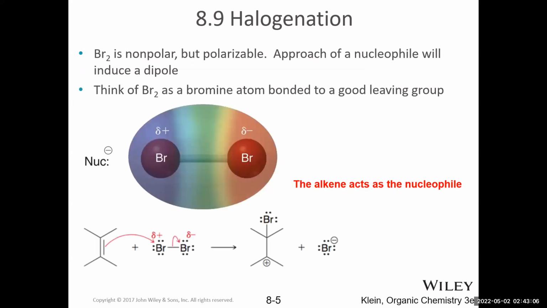So how does this reaction work? Bromine and chlorine are nonpolar because it's not considered a polar bond when you have 2 of the same atom attached to each other with the same electronegativity. But even though bromine is nonpolar, it's what's called polarizable, which means that if you have approach of an electron-rich nucleophile, it will induce a dipole.